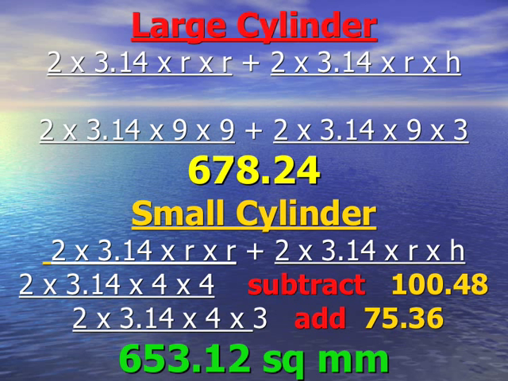The last step, the third step, I need to add to my total my 2 pi r h part. I need to add the lateral surface area of the smaller cylinder, which is 2 times pi times 4 times 3. This comes out to be 75.36. When I take 678.24 minus 100.48 and then plus 75.36, I get a grand total of 653.12 square millimeters. This is how you calculate the surface area of a washer. I hope you found this helpful and informative.